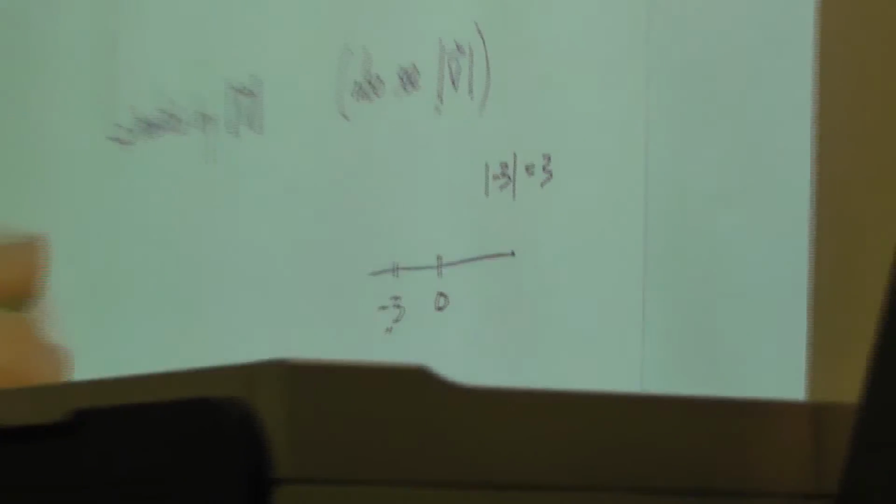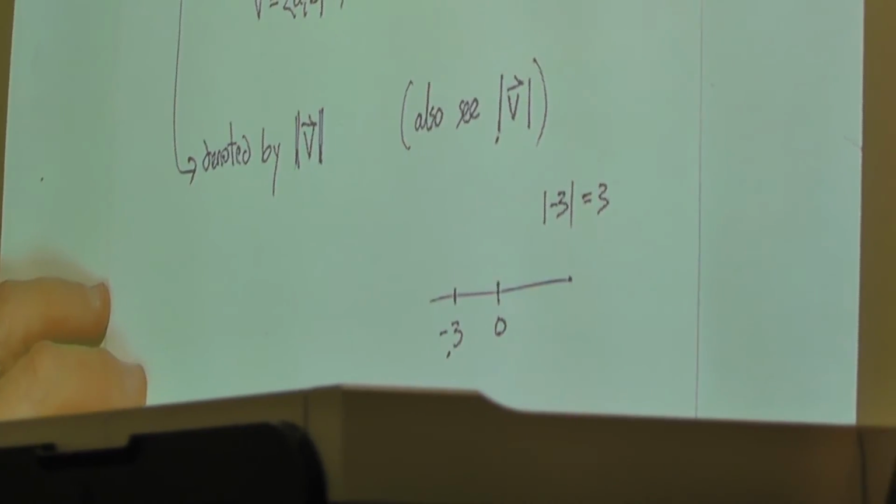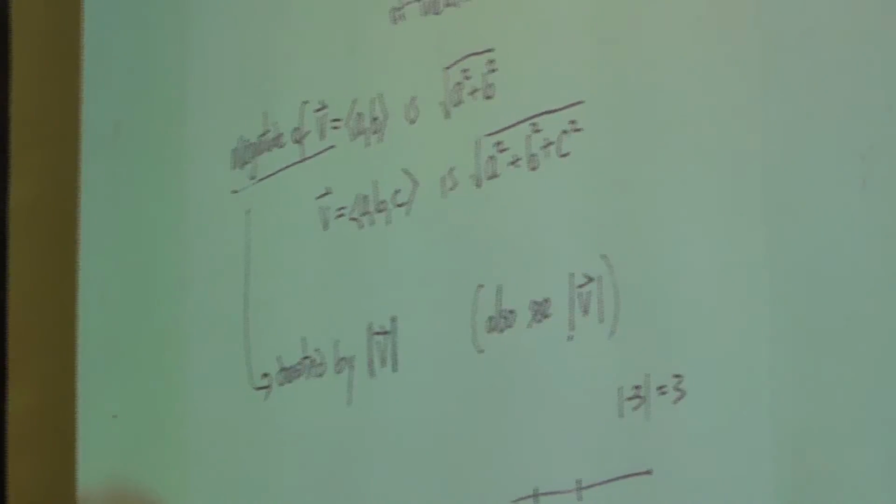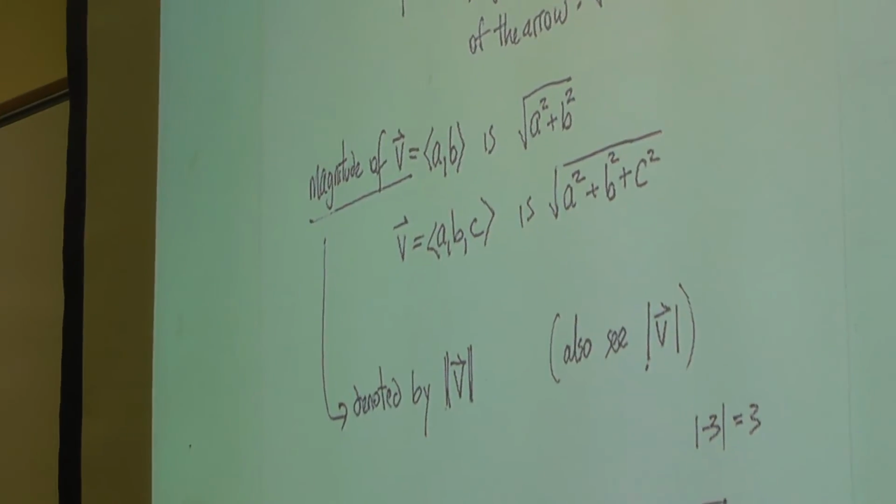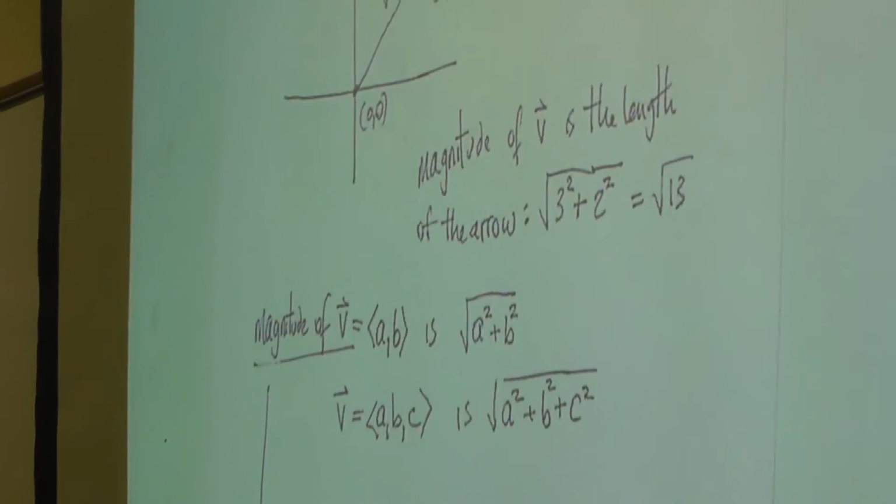Something else I was going to say. Now, wait a minute. What was it? Magnitude of V. Dang it. I cannot remember. Oh, that's what it is.